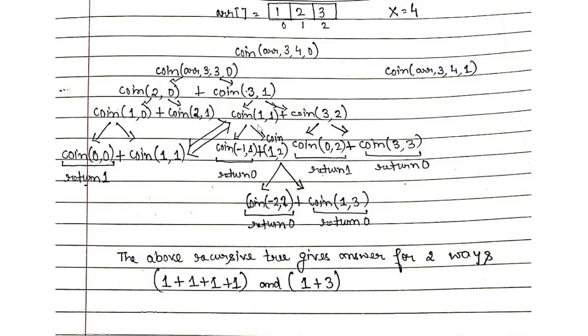In the same way, if I do not choose the denomination present at index 1, then what would I be left with? I will be left with coin 1 comma 2. What does this subproblem say? It says that currently I am at index 2. Starting from this index till the end of the array, in how many ways can I make a change of 1? So again, I have two options, whether I choose it or I do not choose it. If I choose it, then I am left with coin minus 2 comma 2. And if I do not choose it, then I am left with coin 1 comma 3.